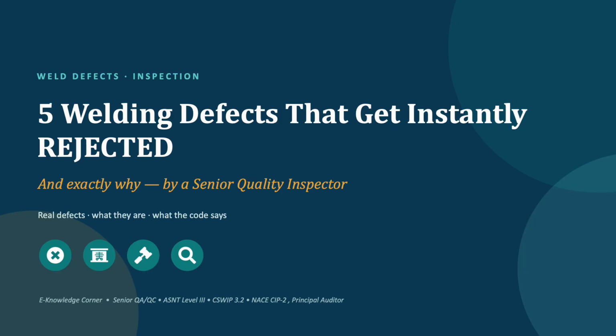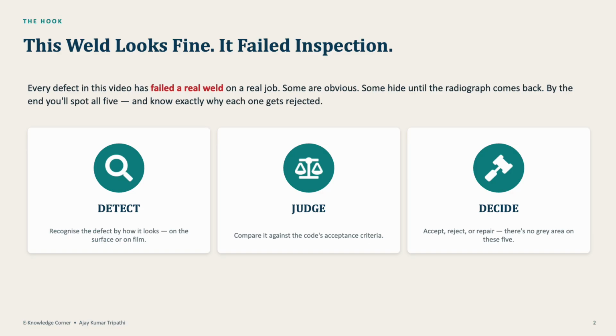I'm going to show you all five, what they are, how to spot them on film, and exactly what the code says. And the number one defect is an automatic reject every single time. No exception. Let's count down from 5.